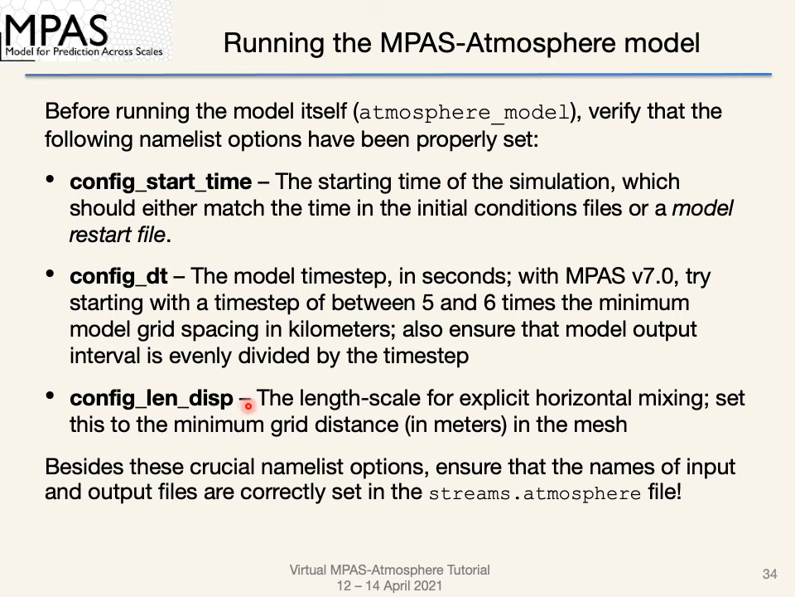And then lastly, another option that you shouldn't forget to set is the one called config_len_disp. This is the length scale that's used for explicit horizontal mixing in the model. Generally, you want to set this to the minimum horizontal grid distance in meters in your mesh. So for the 120 kilometer mesh, you would set this to 120,000. In the second part of this series of talks on how to run the model, when we talk about variable resolution, we'll see how to set this appropriately for variable resolution meshes. But for global quasi-uniform simulations, this is just the horizontal resolution of your mesh.